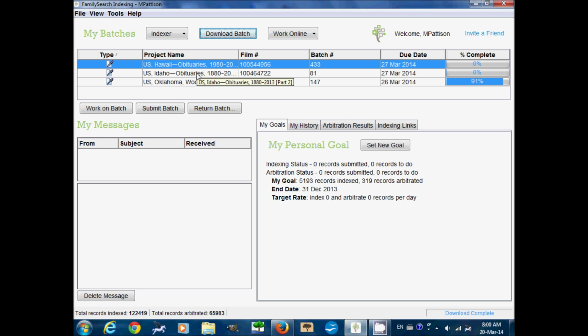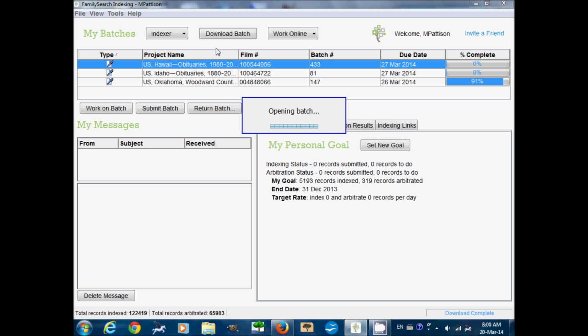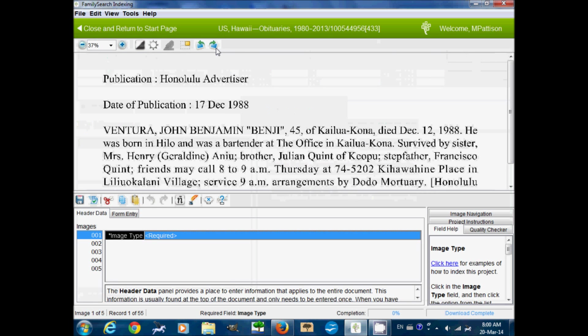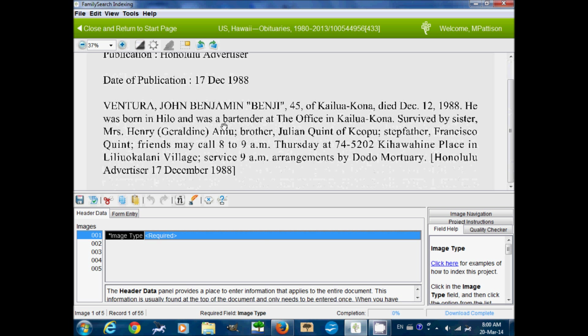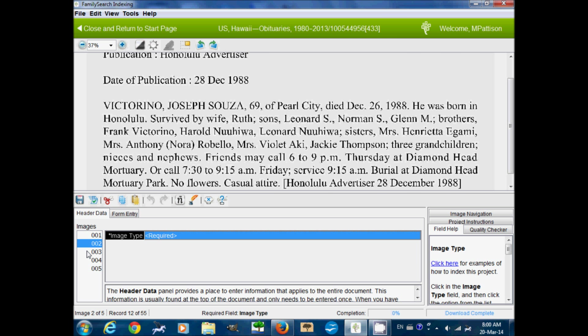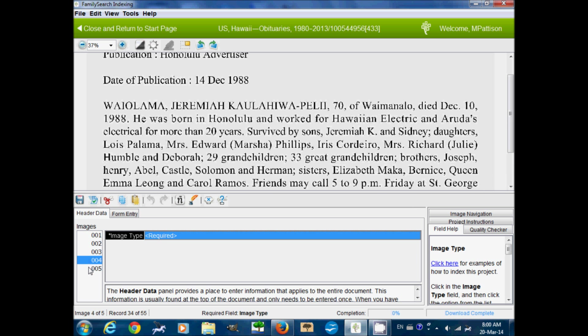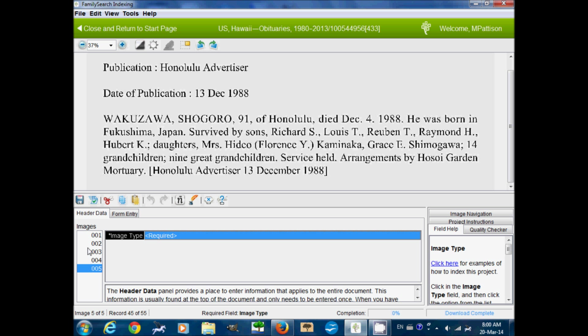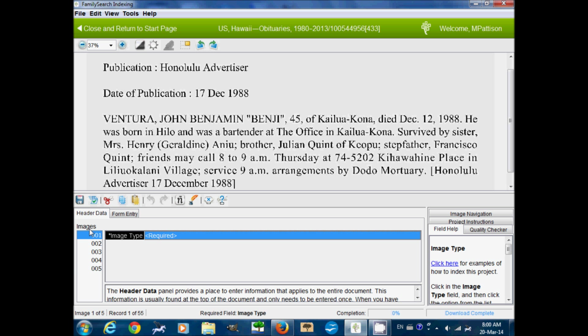I have a couple downloaded here. We'll look at this one from Hawaii. Work on batch. The Hawaii ones that I've seen so far are probably among the easiest obituaries. They are usually just computer printouts, so they're very easy to read. Here we go. You see what it looks like. And they're usually pretty short, not as much information as in some of the other obituary projects.